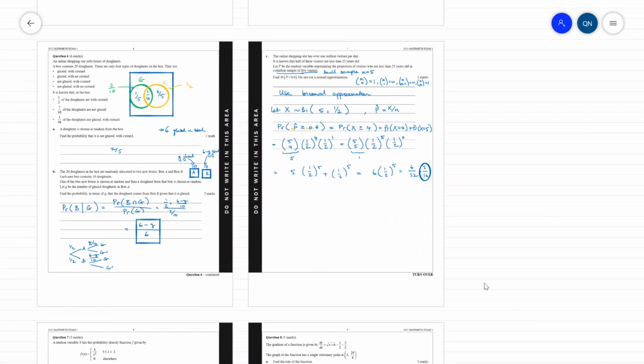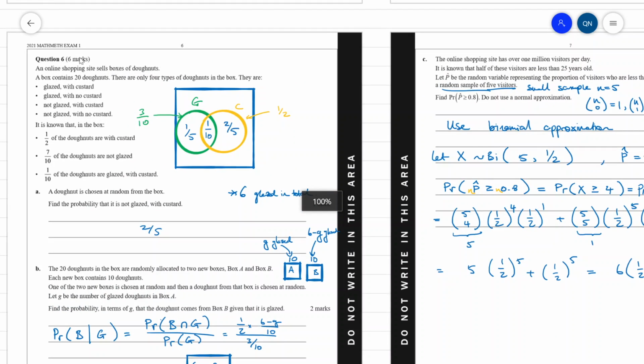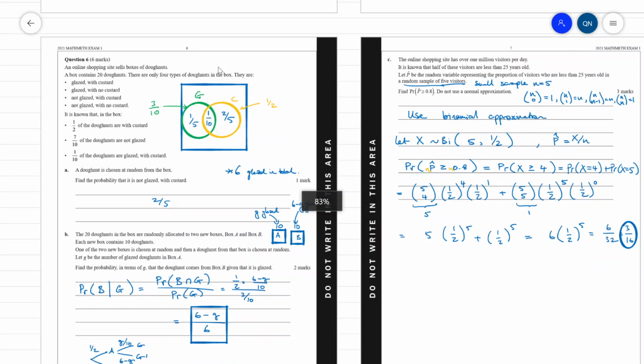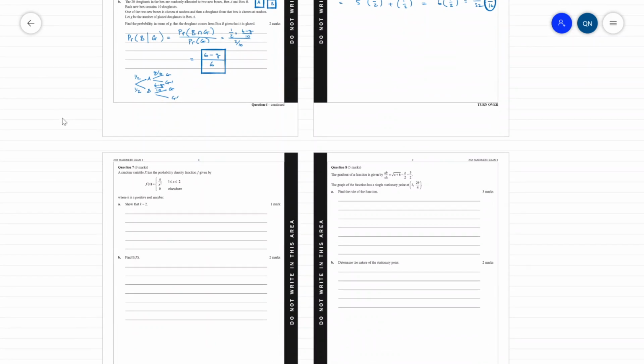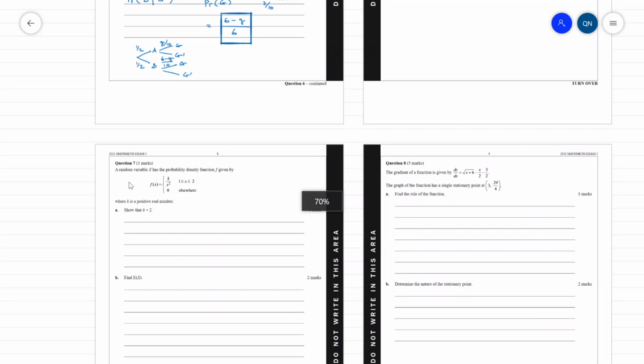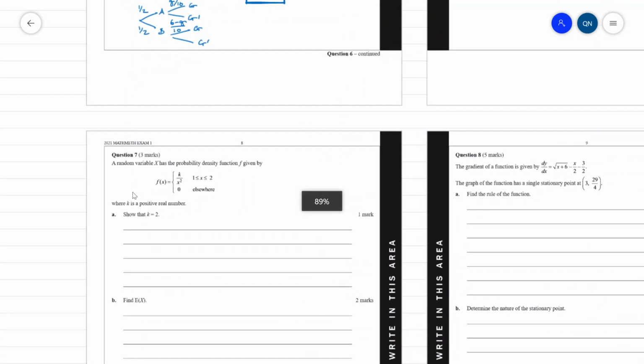Okay, how many marks was that? I think I spent like 10 minutes on that, maybe even more. That was 6 marks. I don't know how long I spent on that. Probably like 10 minutes. Not too bad though. We're just slightly behind. Actually, we're still ahead of schedule, I think, because of the other questions.